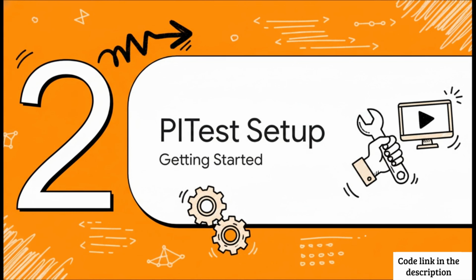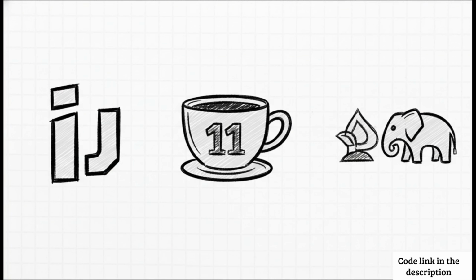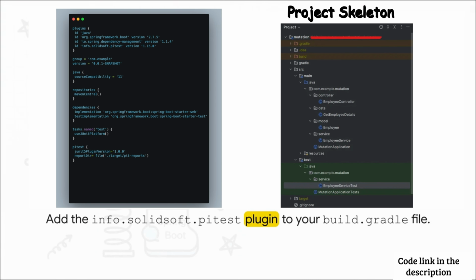All right, Chapter 2. Now that we've got the what and why down, it's time to get our hands dirty. Let's walk through how to actually set this up. And trust me, it's a lot easier than you might think. Okay, first things first, what do you need? For this walkthrough, we're going to be using IntelliJ, and a key requirement here is you'll need JDK version 11. And it goes without saying you should have a basic handle on Spring Boot, Java, and Gradle. That's pretty much it.